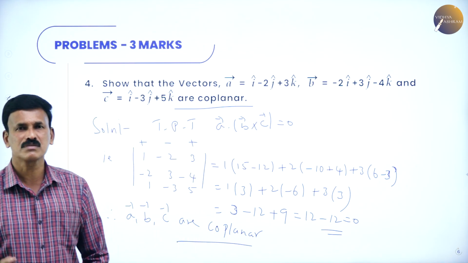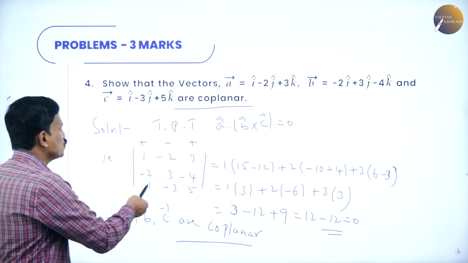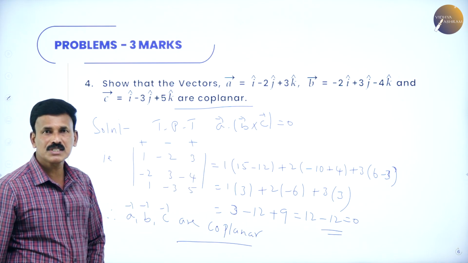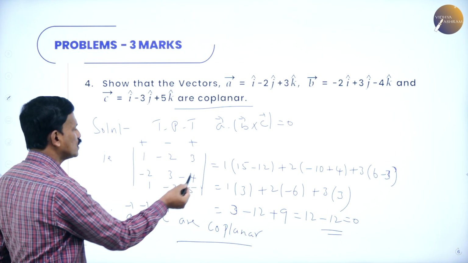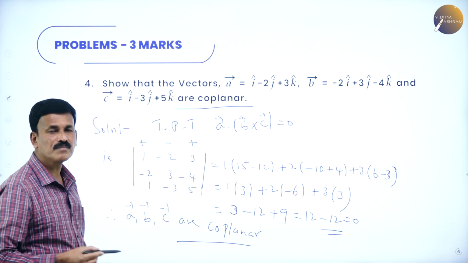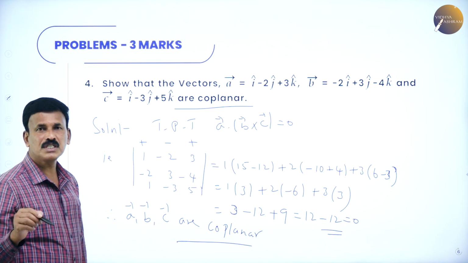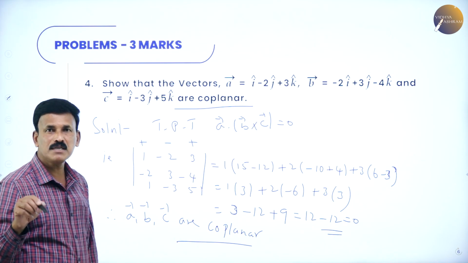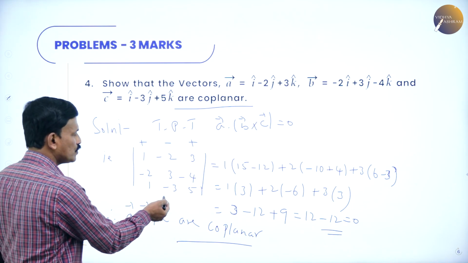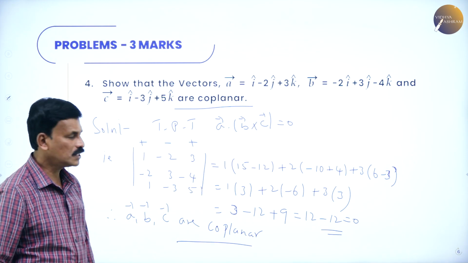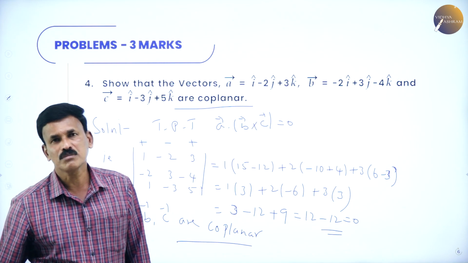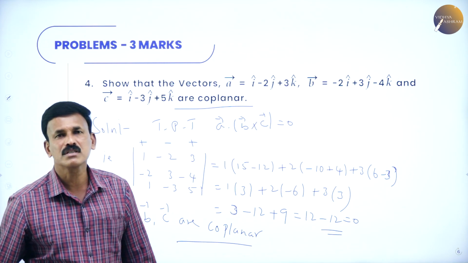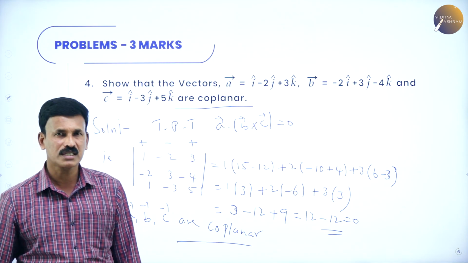Okay, hope you followed this. Very simple. What is to be proved is that A dot B cross C is equal to 0. Write down the determinant of A dot B cross C, the coefficients of i cap, j cap, k cap for the vectors A, B and C. So, we are going to expand this. Then this is equal to 12 minus 12 is equal to 0. If the determinant value is equal to 0, then the vectors are said to be coplanar vectors.